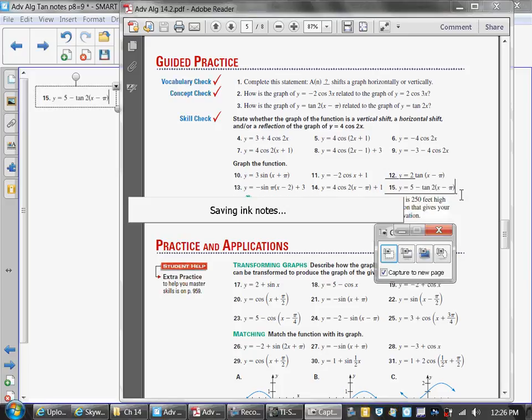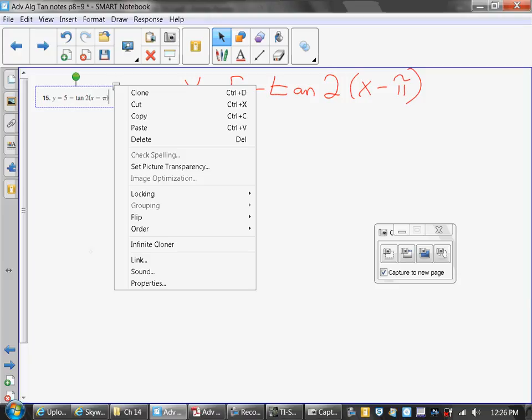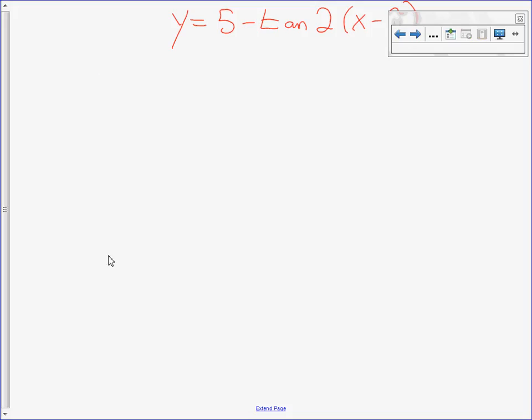I think the hardest part is figuring out, for each sine and cosine, what period has to go with it, what the e's are. There you go. Try this one.